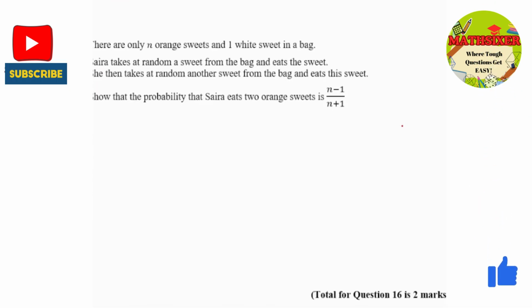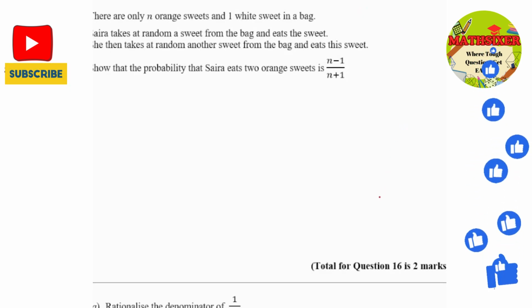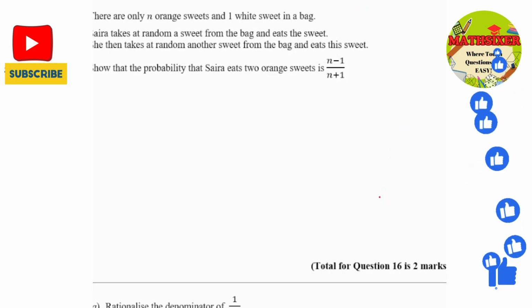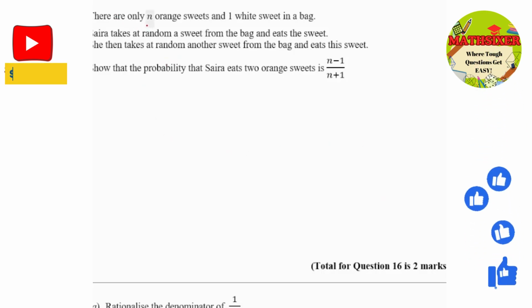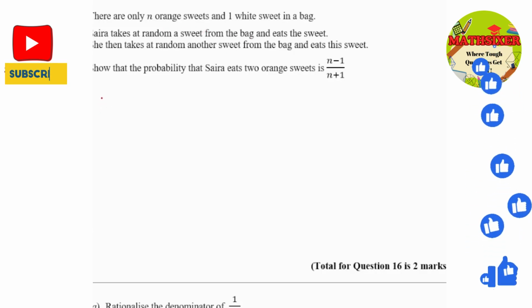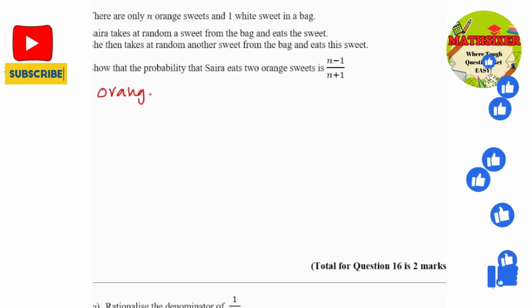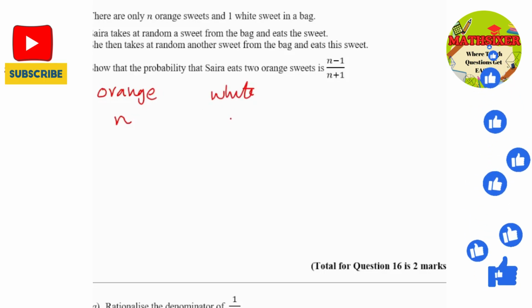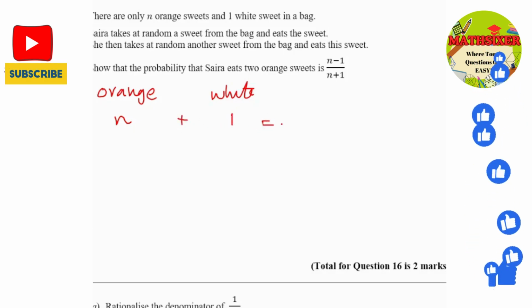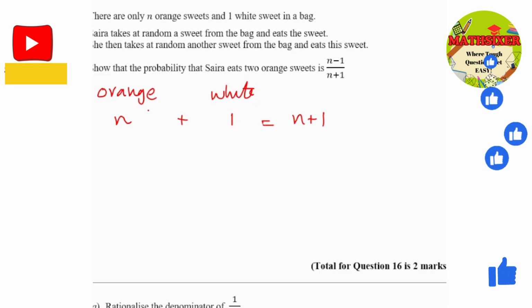Now we're going to look at question number 16. This looks different. It's only 2 marks, so it must be an easy question. Okay, let's read the question first. There are n orange sweets and 1 white sweet. So we have orange sweets. How many? We have n. We have white sweets. How many? 1. How many total sweets? So total sweets are n plus 1 sweets.